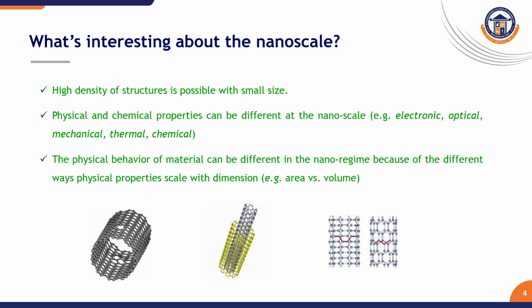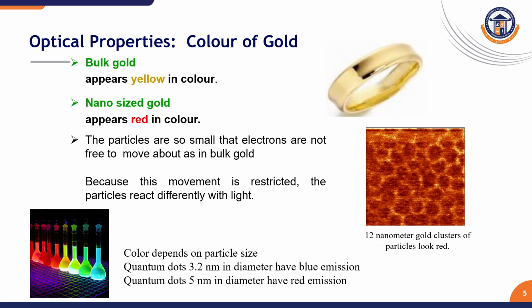Now let us see the optical properties. Gold is a striking example. Bulk gold appears yellow in color, but nano-sized gold appears red. At a nanoscale, electrons are not free to move as they do in bulk gold because this movement is restricted. Light interacts differently. The color actually depends on the particle size.